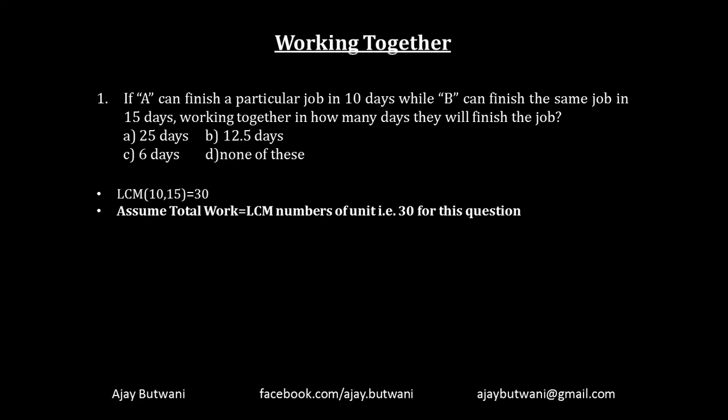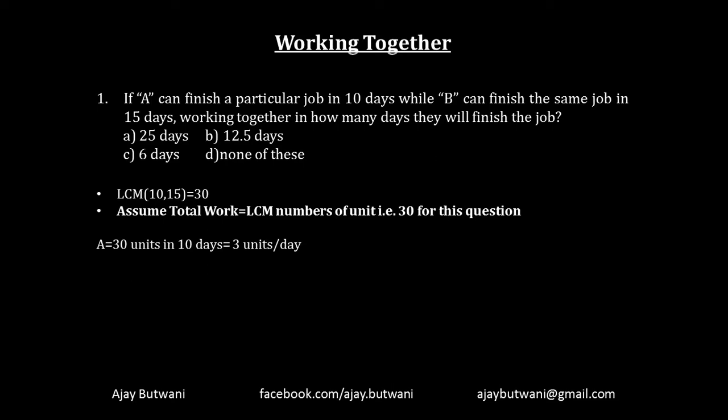It can be either eating 30 apples. A can eat 30 apples in 10 days, B can eat 30 apples in 15 days. It can be either walking 30 kilometers, it can be either taking 30 boxes from one place and putting them to another place. It can be anything, but the quantity, the measure of the total work is equal to 30. This is our assumption, and this is the common assumption which we are going to make in each and every question based on time and work. So I hope this particular step is clear.